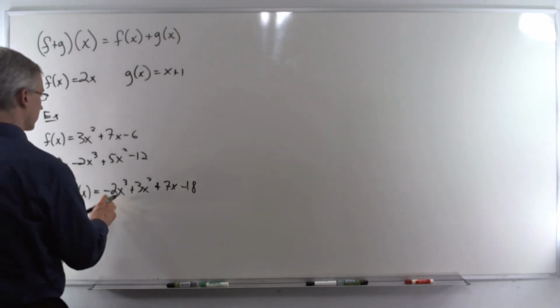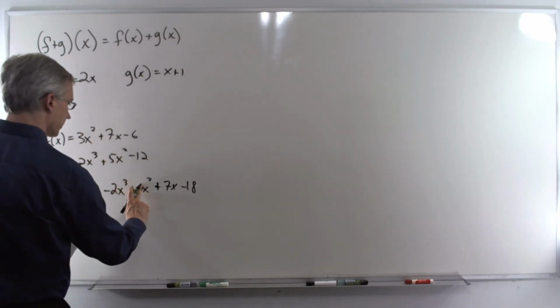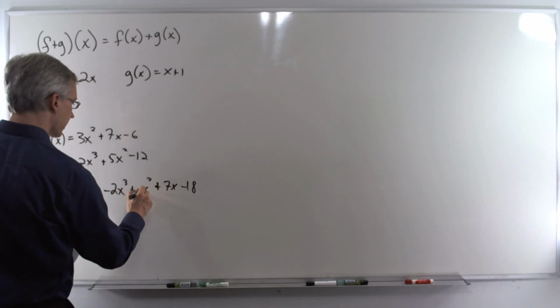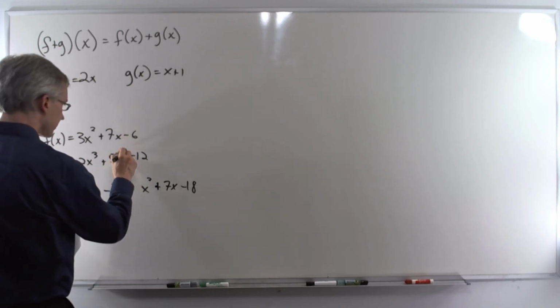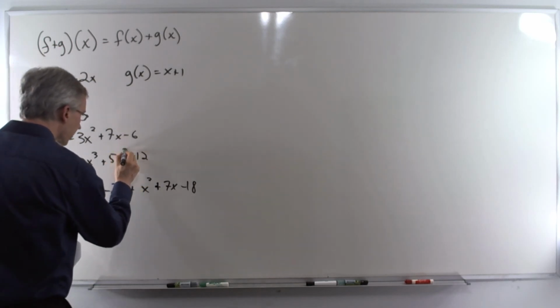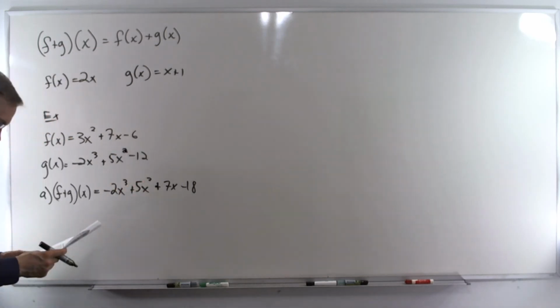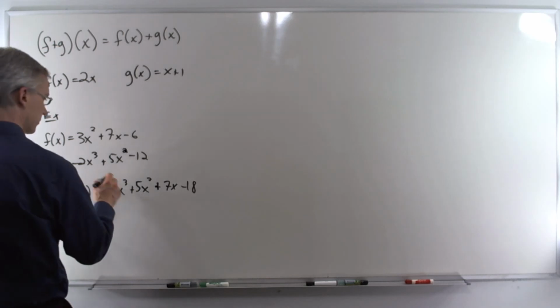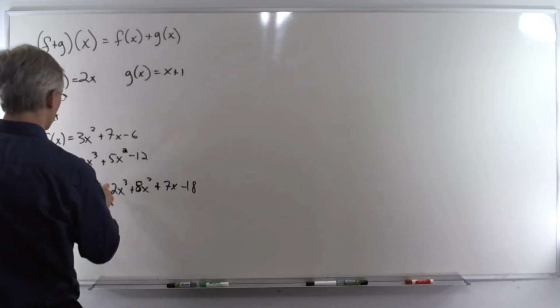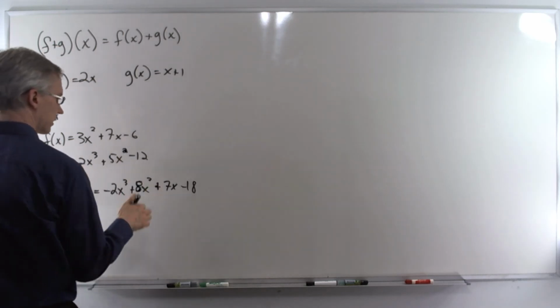So what do I need here? Yeah, that should be 8. Misread that as 5x. Yeah, can you read my own handwriting? Okay, 2x to the third, 8x, and we've got 8x and 7x minus 18.